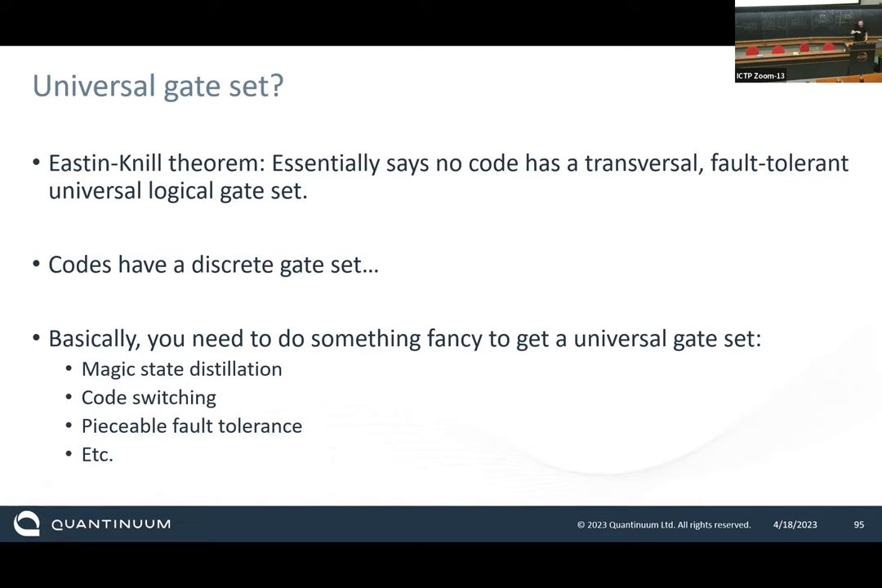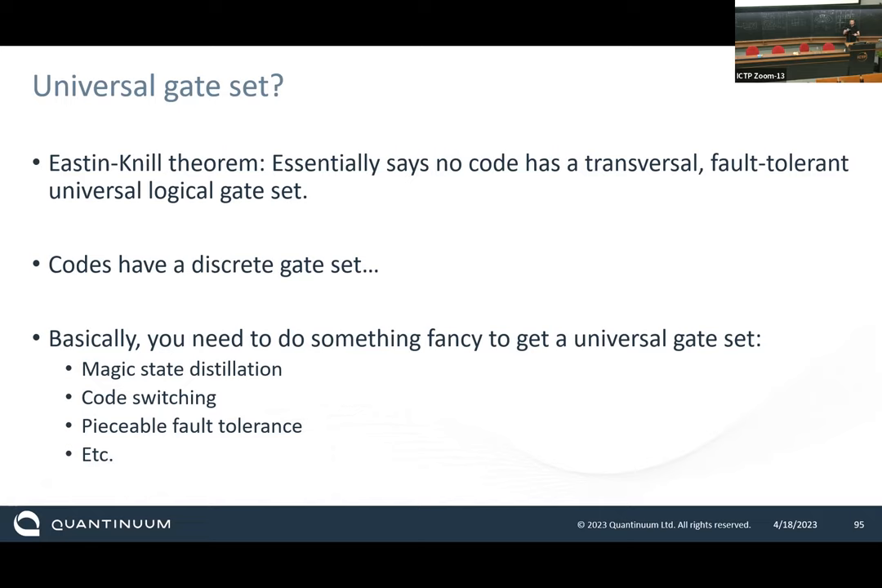Of course there are ways around Eastin-Knill and other no-go theorems. A common one people look at is magic state distillation. There is an actual proper phrase called magic in quantum error correction. Also, because no one code has a universal set, you can potentially use more than one code to fill each other's gaps and construct a universal gate set.